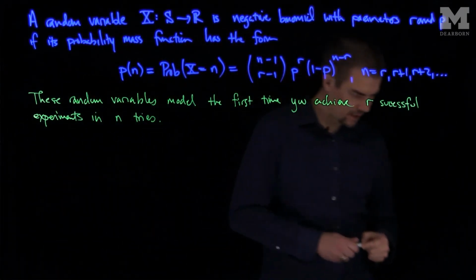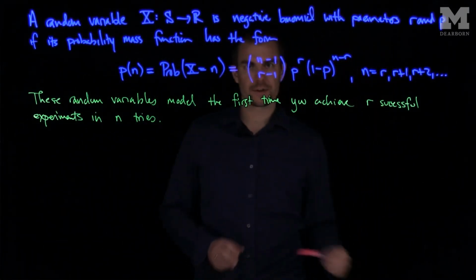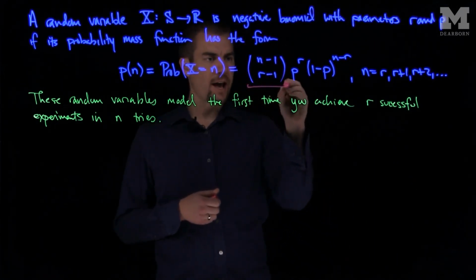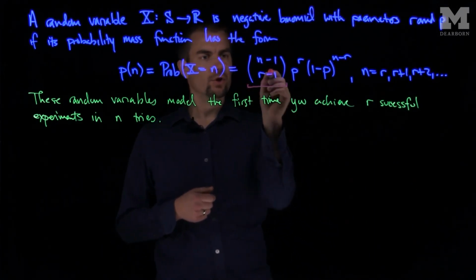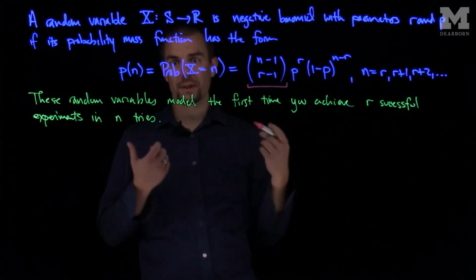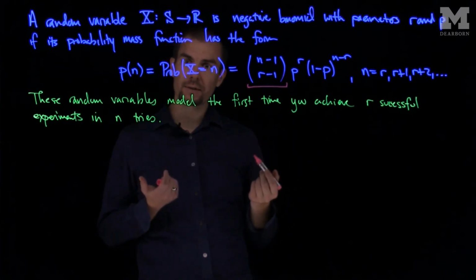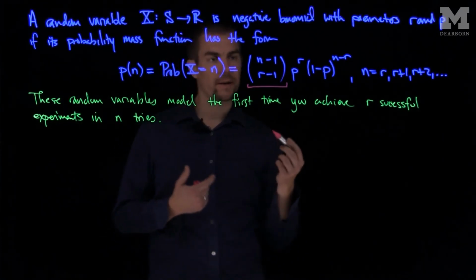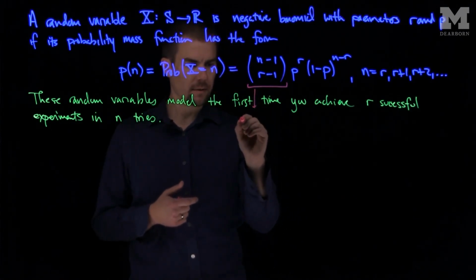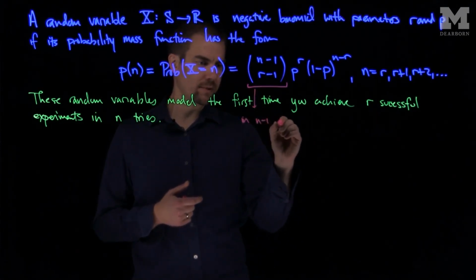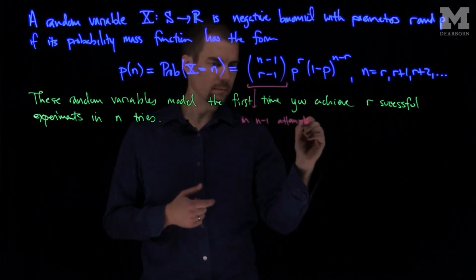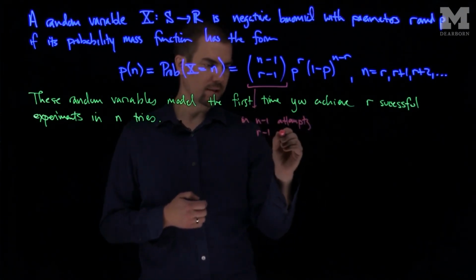And so let's examine this carefully. What this says is that out of the first n minus 1 tries, you choose r minus 1 successes. So in the first n minus 1 attempts, there will be exactly r minus 1 successes.